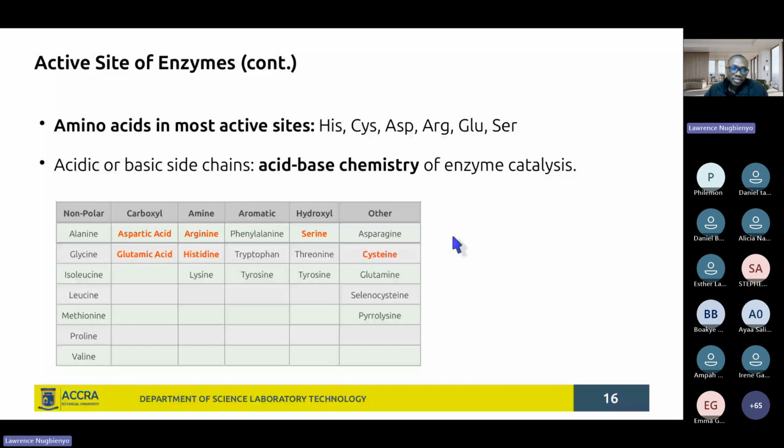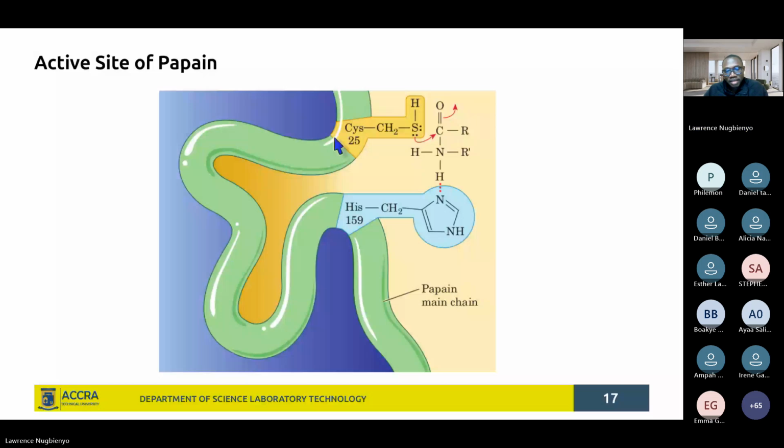So let's take an example. For instance, we take an enzyme, papain. Papain is an enzyme which is involved in the breakdown of peptide bonds. So it breaks down proteins. And because of that, papain is an enzyme which is applied in the meat industry, for instance, in meat tenderizers.